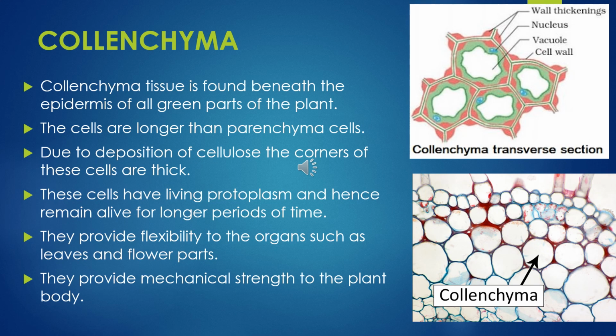Collenchyma tissue is found beneath the epidermis of all green parts of the plant. The cells are longer than parenchyma cells. Due to deposition of cellulose, the corners of the cells are thick. These cells have living protoplasm and hence remain alive for longer periods of time. They provide flexibility to the organs such as leaves and flower parts. They provide mechanical strength to the plant body.